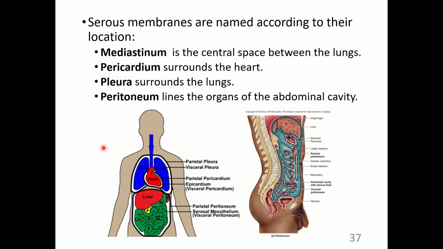Sometimes infections can happen within the serous membranes. Pericarditis is the infection of the pericardium. Pleurisy is the infection of the pleura. Peritonitis is the infection of the peritoneum.